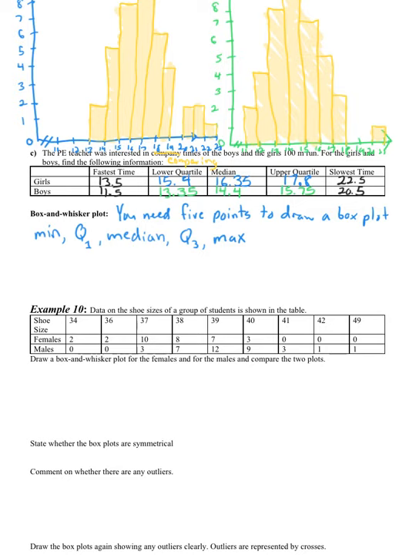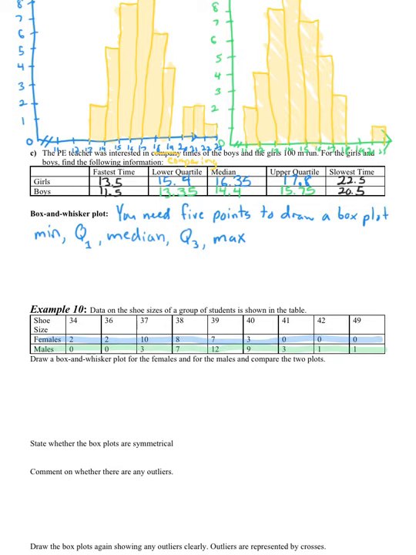So, of course, to make it more fun, with example 10, we're just going to have a new data set here, and we're going to draw a box and whisker plot for the females versus the males here. So for the females, I'm going to highlight in blue. And then for the males, we'll highlight in green. And we'll create two box and whisker plots based on this data.